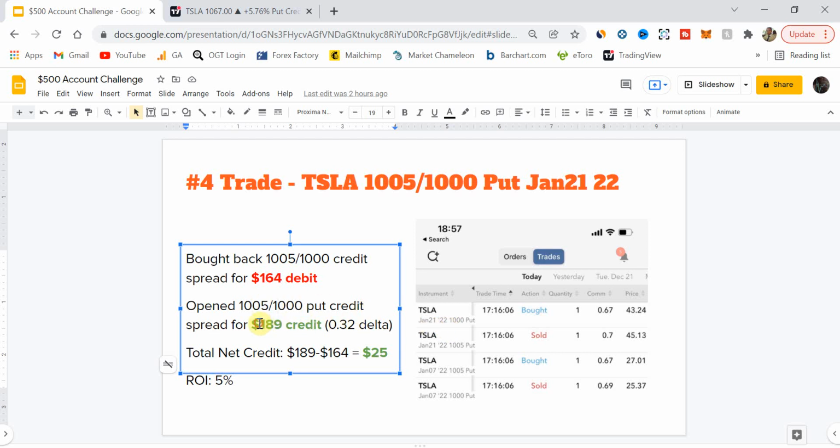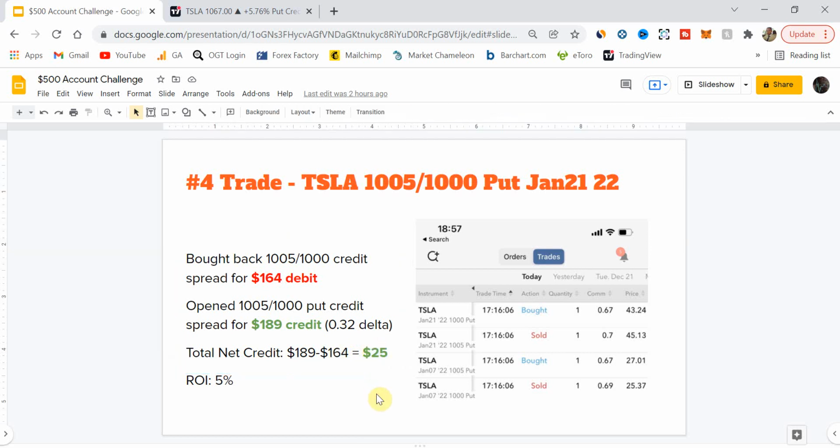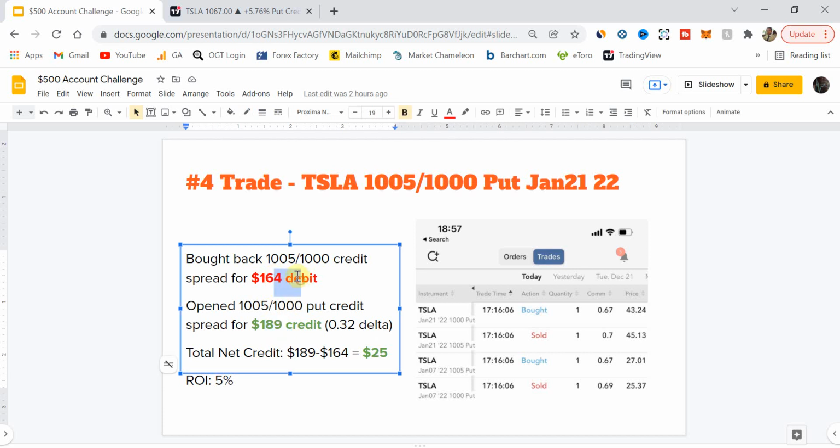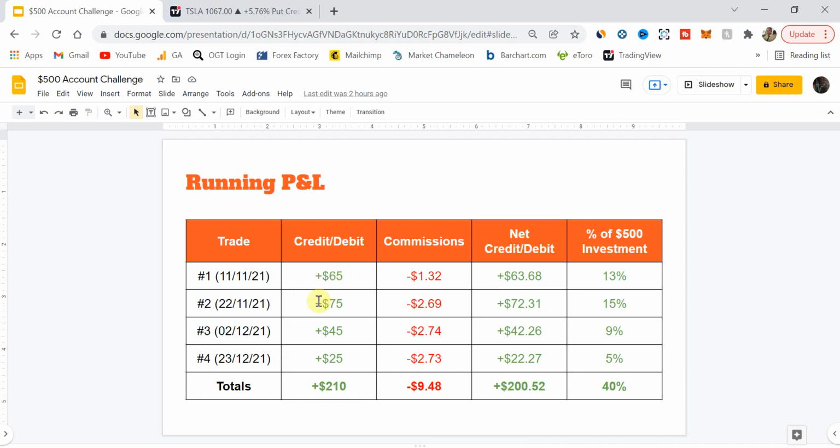So I was able to get a $189 credit for that trade, which was at a 0.32 delta for those who are interested. So therefore my total net credit was 189 minus the 164, which gives me a net credit of $25. So this is what I'm talking about, rolling an option. I'm buying back the option, and I'm selling to open a brand new credit spread position where the net credit is higher than the net debit that I paid to close the previous trade, and therefore giving me an overall net credit.